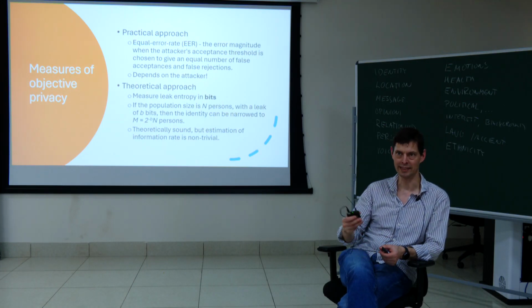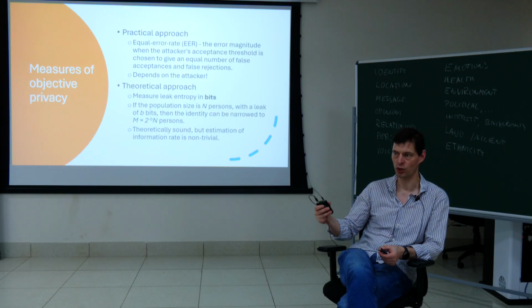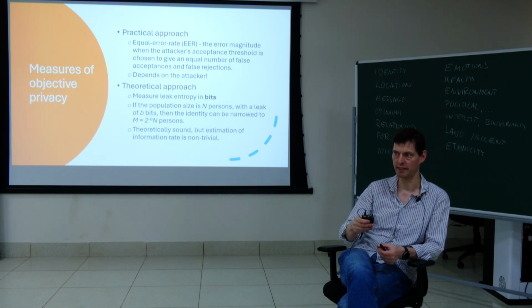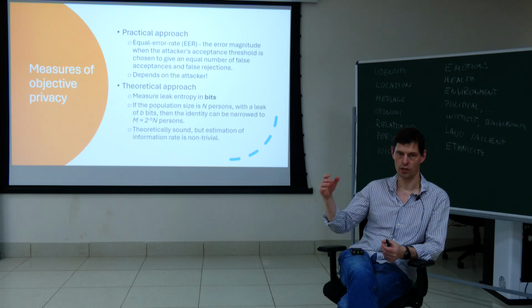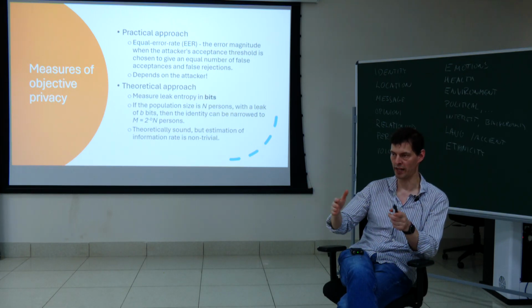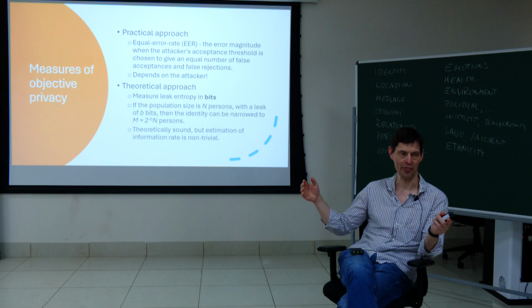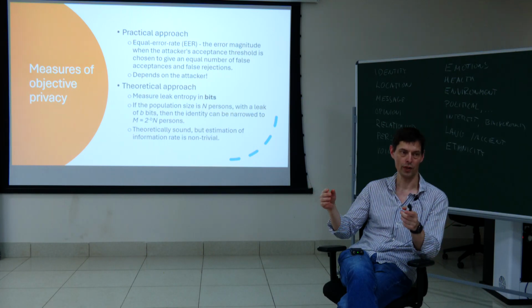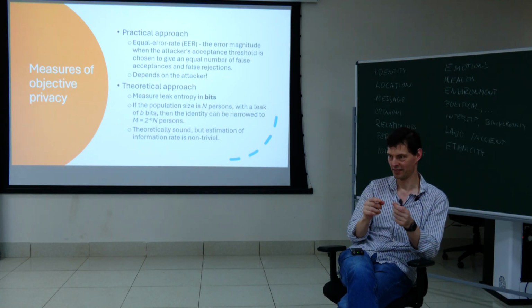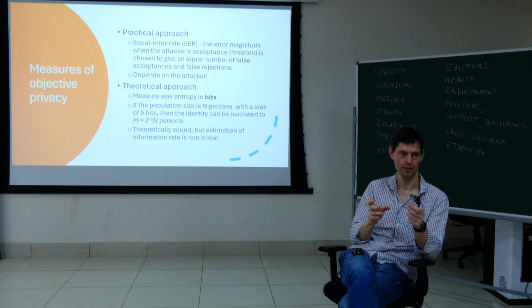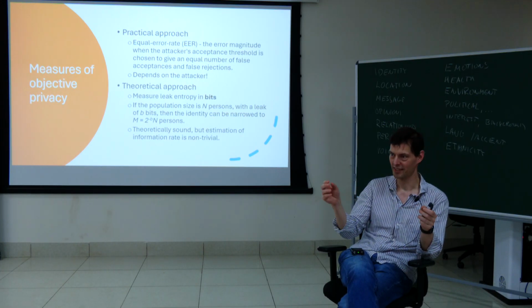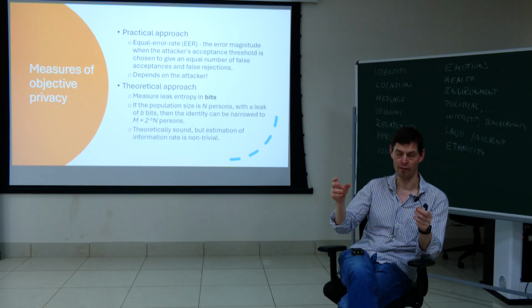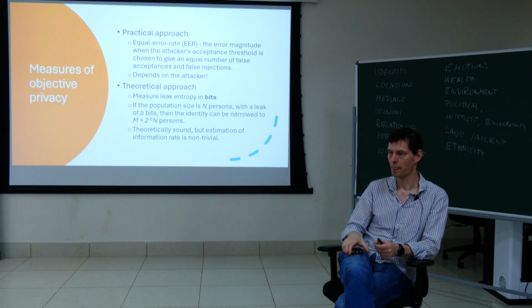So the number of bits is actually then the measure. So how many bits of private information we see, and that always connects to how much we can narrow down the population. So if you narrow down from 256 people to 1, that will be 8 bits of information. If it's 512, then it's 9 bits of information. So 512 to 1 person, then it's 9 bits of information, and so on.